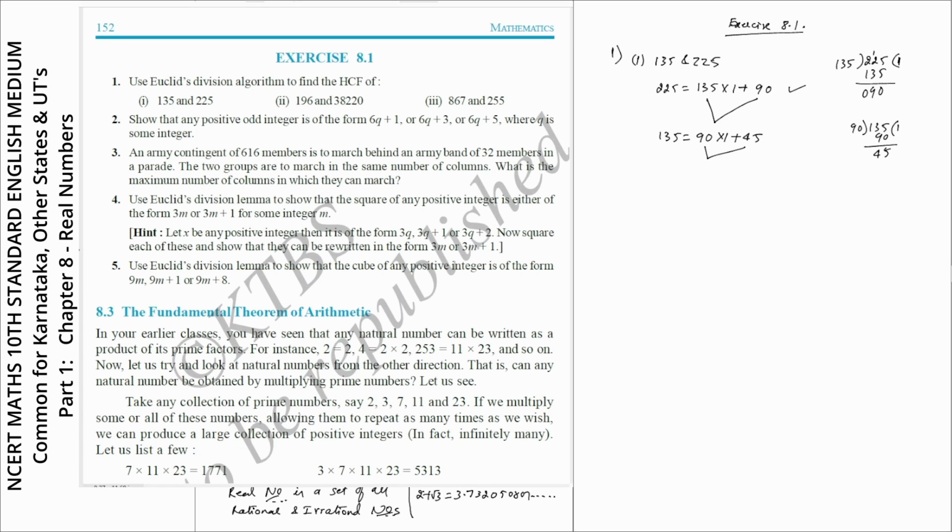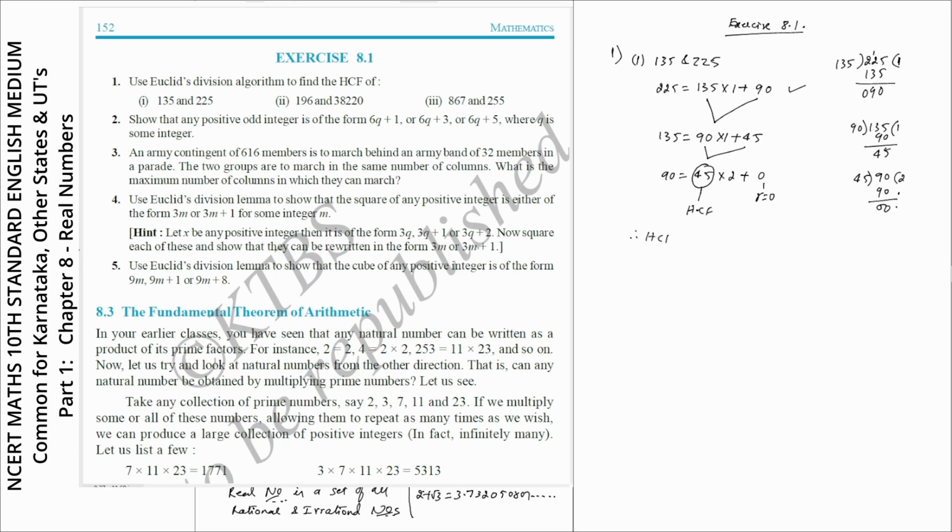Now I'll write 90 is equal to 45. If I divide 90 by 45, 45 2s are 90. So 45 into 2 plus 0 is 90. So if I get remainder R is equal to 0, then this number whatever I'll get, this is the HCF. Okay.